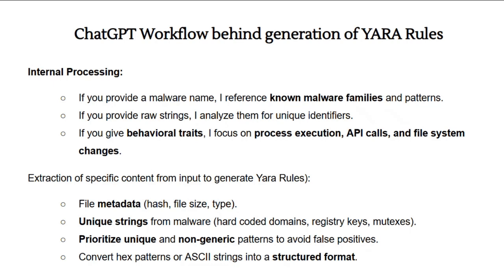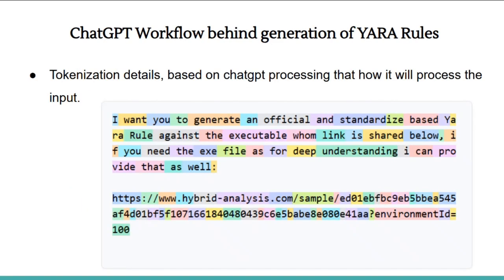Instead, we gave it a link to a Hybrid Analysis website, and we asked ChatGPT to go there and do the analysis. Now, ChatGPT did some processing as well, and it converted the prompt into a set of tokens. We also gave the Hybrid Analysis link, wanting ChatGPT to process that, and ChatGPT was performing that.